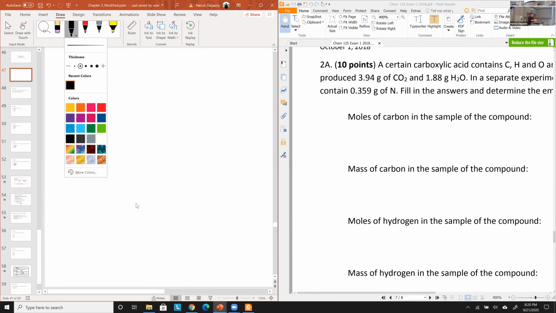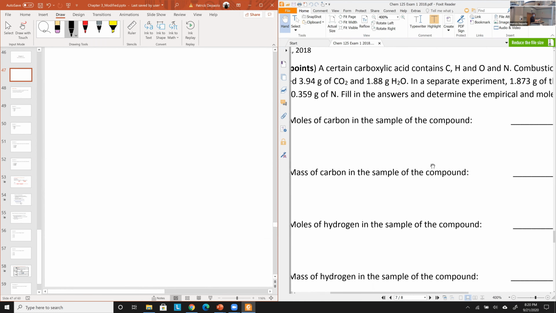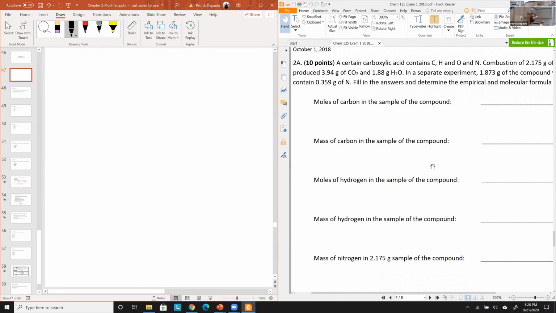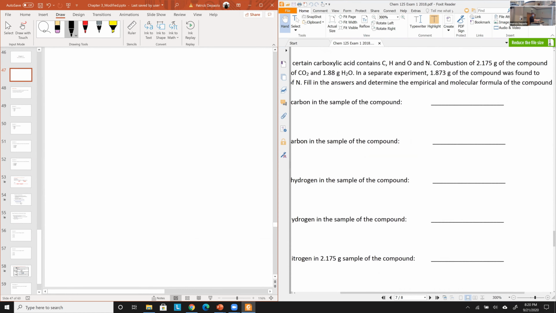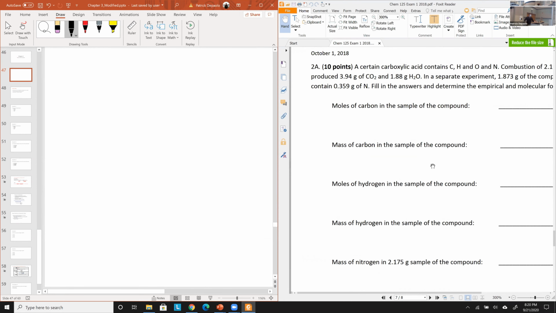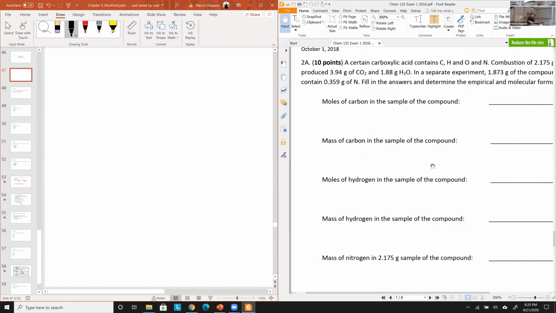Cool. All right, so a certain carboxylic acid contains carbon, hydrogen, oxygen, and nitrogen. Combustion of 2.175 grams of the compound produces 3.94 grams of CO2. So you can write this information down: 3.94 grams of CO2, 1.88 grams of H2O, and that's it.